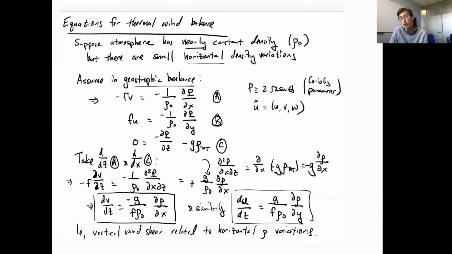In other words, the vertical shear in the wind, so dv/dz, for example, is related to minus g over f rho naught d rho/dx. So you have some horizontal density gradient, and that's linked to the vertical shear in the wind. And similarly for the other horizontal flow.